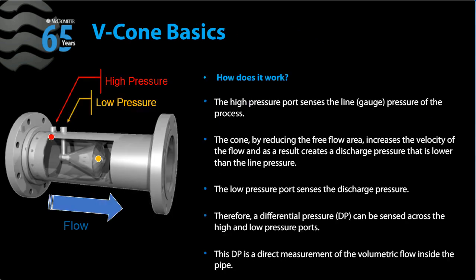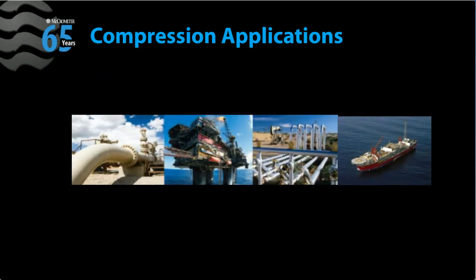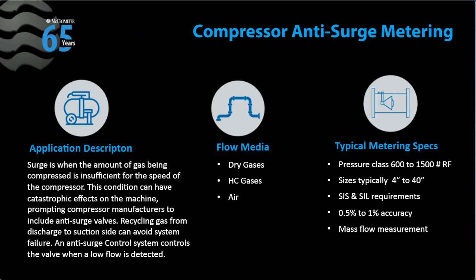And proceeding to compression applications. The first compression application that we'd like to go over is compressor anti-surge metering. So when it comes to this application, a surge is when the amount of gas being compressed is insufficient for the speed of the compressor. This condition can have catastrophic effects on the machine, and it prompts compressor manufacturers to include an anti-surge valve. The anti-surge valve takes recycled gas from the discharge to the suction side so that we can avoid system failure.